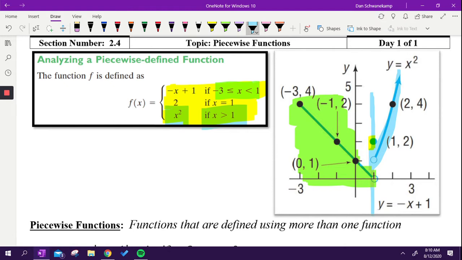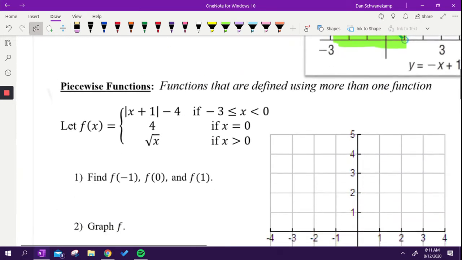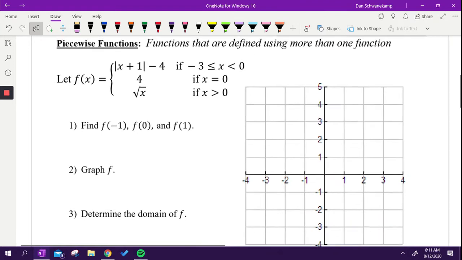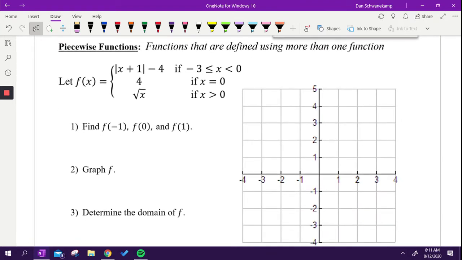One closed circle. You got to make sure that you're passing the vertical line test, because if you don't pass it, that doesn't do us any good. It's no longer a piecewise function. All right, so we're going to graph some functions in here as well. So a little bit of practice of what you've done the last couple of days if you're not positive yet. So functions are defined using more than one function. That's what a piecewise function is. We're going to graph f of x.